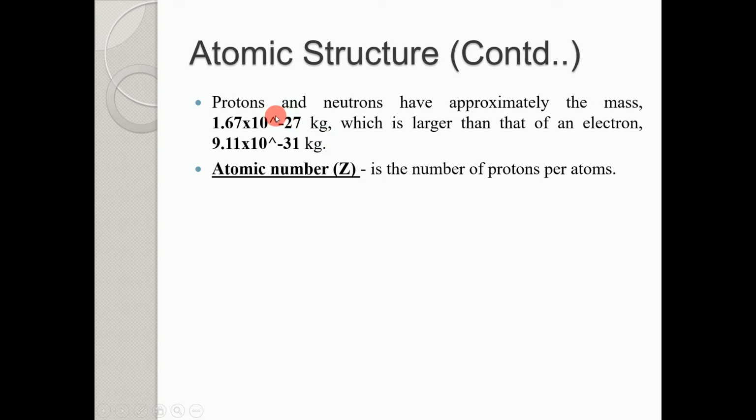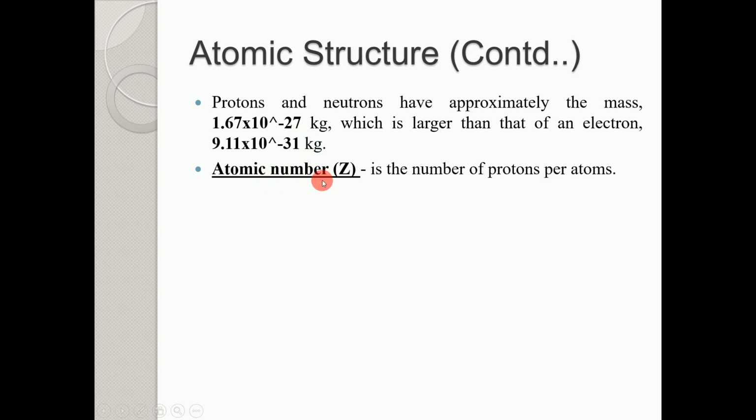So here, the protons and neutrons have a mass of 1.67 × 10^-27 kg, but the mass of the electron is 9.11 × 10^-31 kg. So protons and neutrons are heavier than electrons.